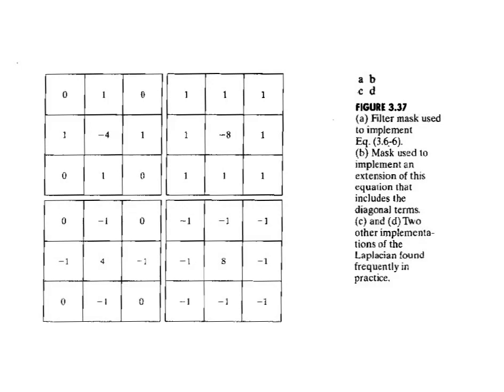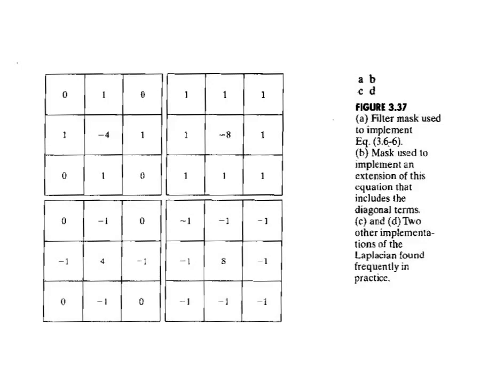The last equation can be implemented using the filter mask in figure A, which gives an isotropic result for rotations in increments of 90 degrees. The mechanics of the implementation are as for linear smoothing filters. We simply use different coefficients here.